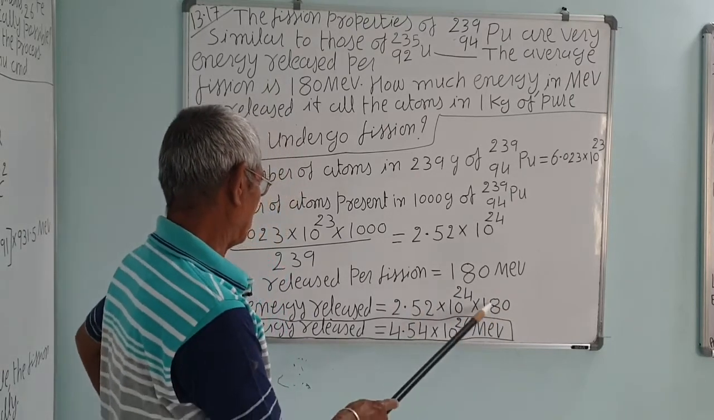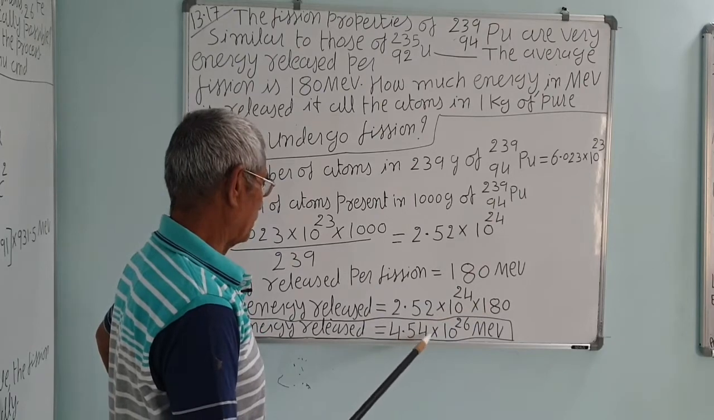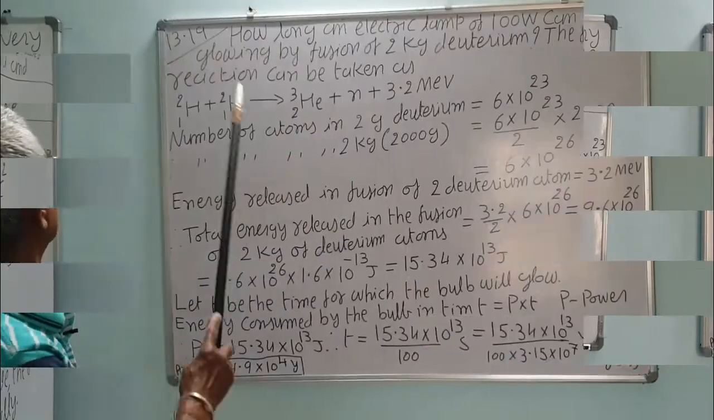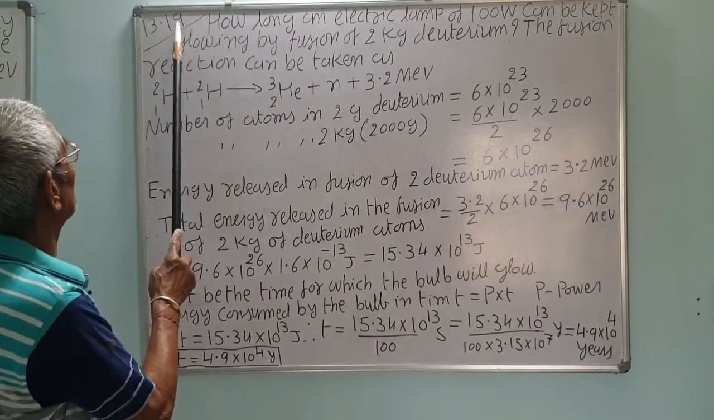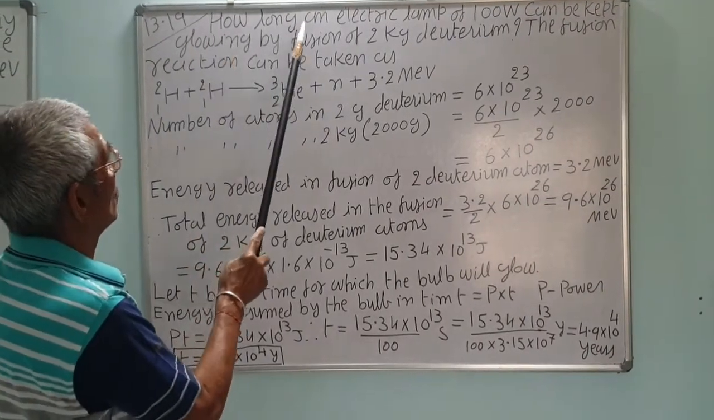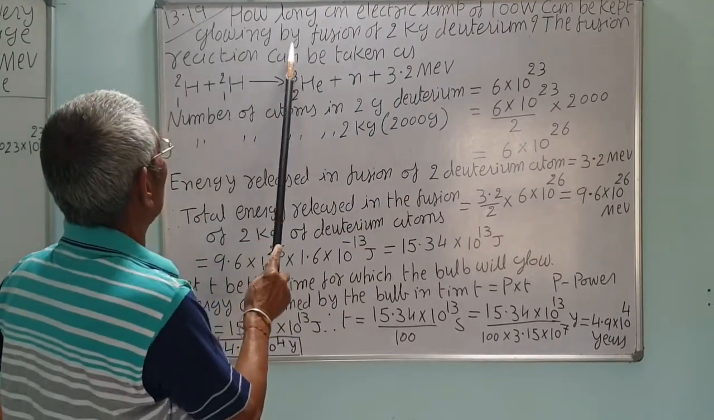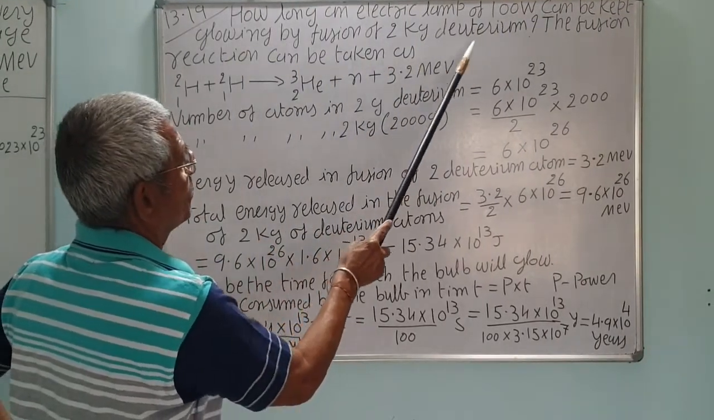That comes about, this product is 4.54 into 10 raised to power 26 billion electron volt. That is the answer. Next example 13.19. How long can an electric lamp of 100 watt be kept glowing by fusion of 2 kg deuterium?